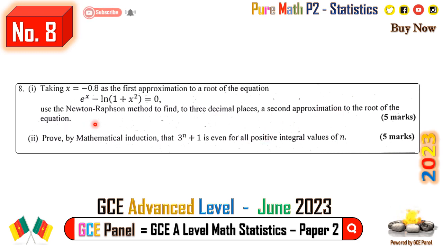5 marks. Sub 2. Prove by mathematical induction that 3 to the n plus 1 is even for all positive integral values of n.